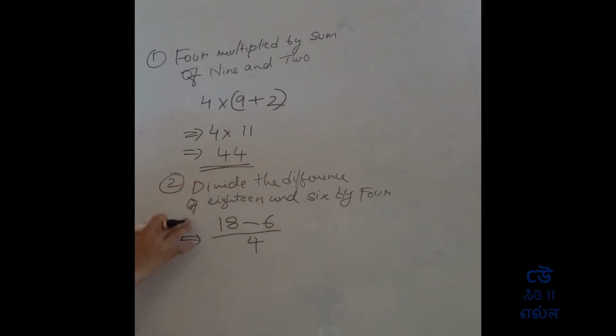Divide the difference of 18 and 6 by 4 they have given. So in the bracket you will solve that. 18 minus 6 is how much? 12. So 12 by 4. 4 ones are 4, 4 twos are 8, 4 threes are 12. So 3 is the answer. Okay. Next.